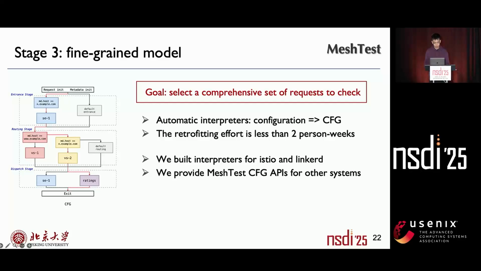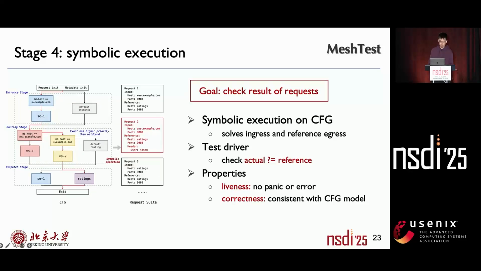And building the interpreter might cost some human effort, about 2 person weeks, but it will work automatically later. We have already built interpreters for Istio and Linkerd and also provide some APIs for other systems. After the CFG building, we are now able to create real test requests and check the system.